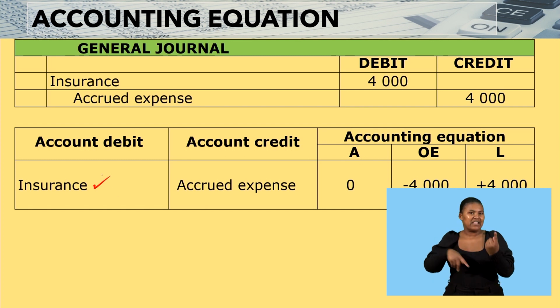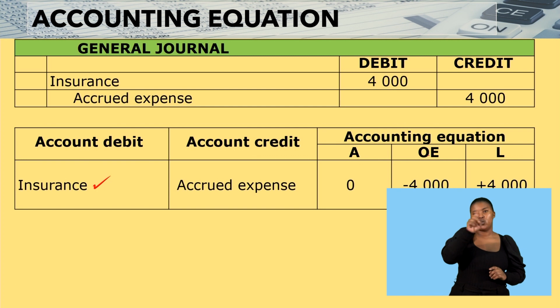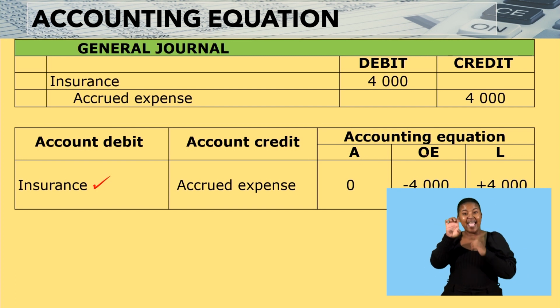So once we debit our insurance, we will come to our owner's equity. Remember, expenses decrease owner's equity. Hence, you find here I have a minus because expenses decrease owner's equity. So we are recording that adjustment, the insurance for the month of February. So when I come to my owner's equity, I'm saying minus 4,000. That is how I would adjust that accrued expense.